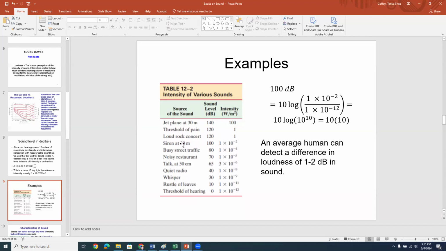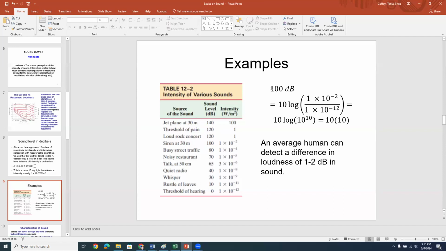So let's just take one example. I picked a siren. If you're standing 30 meters away from a siren, like a fire truck siren or something, that has a sound level that's reported as 100 decibels. And we'll agree that this is a pretty loud sound, but it's not going to damage your hearing if you're 30 meters away, right? Now, the sound level in decibels is 100, and the intensity in watts per meter squared is 1 times 10 to the minus 2. So how does that work?